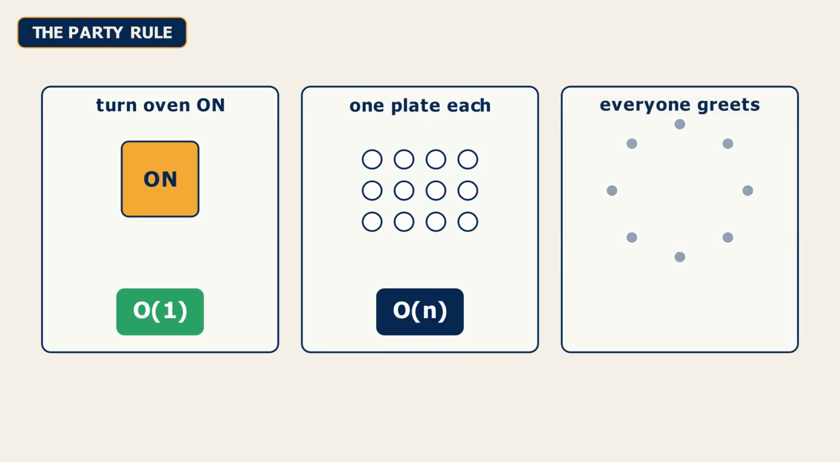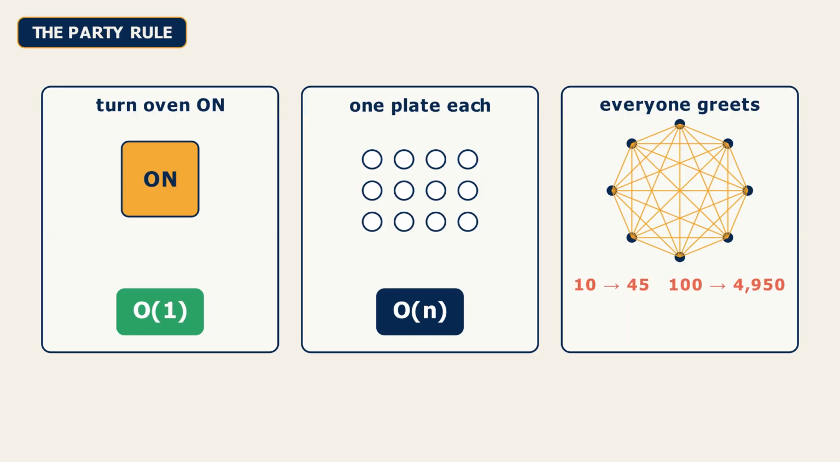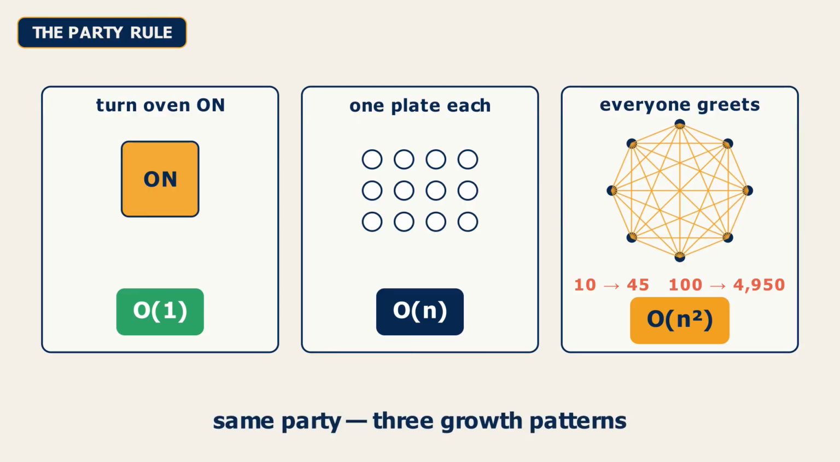And some jobs explode. If every guest greets every other guest, 10 people means 45 handshakes. 100 people, nearly 5,000. That's O of N squared. Same party, 3 completely different growth patterns. Code works exactly the same way.